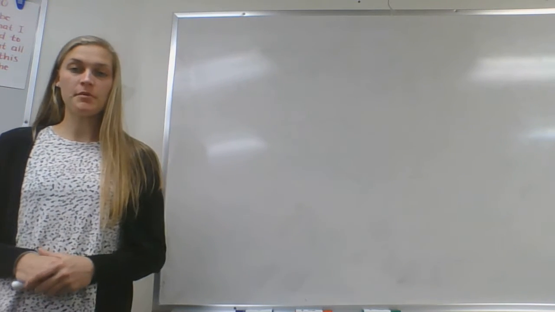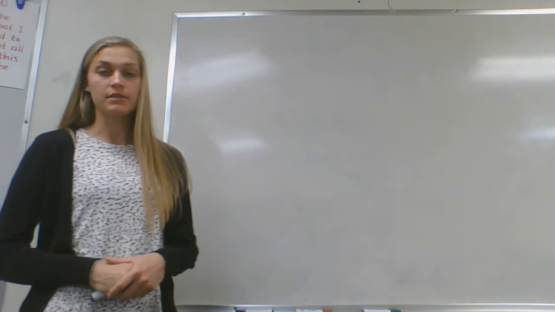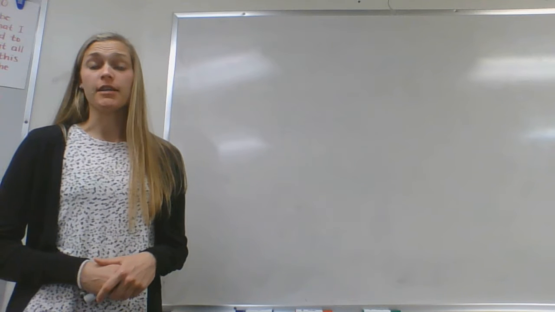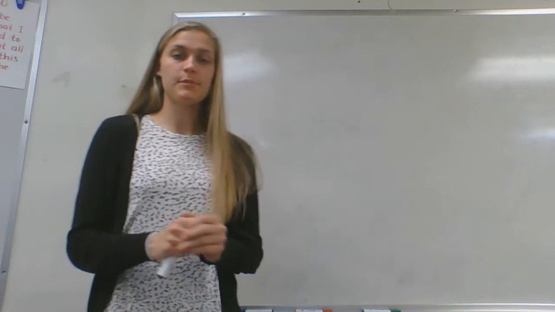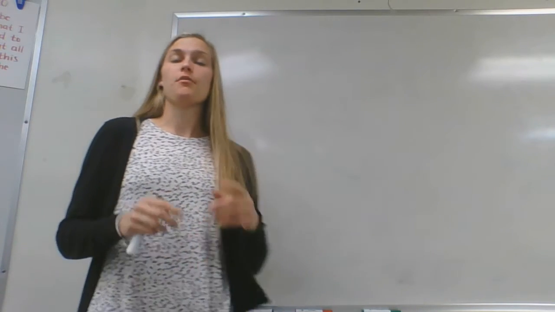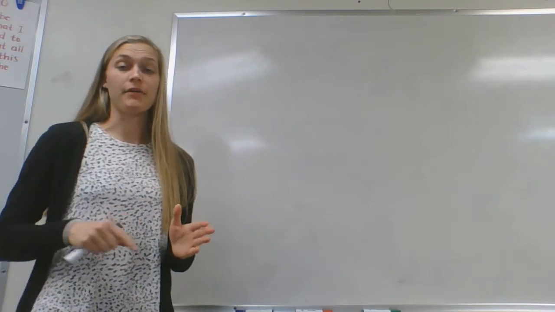Hi everybody, so we have been finding the area of different polygons, but today we're moving on to finding the perimeter. So instead of it being the amount of square units that a shape takes up, we're going to be talking about the distance around that shape.